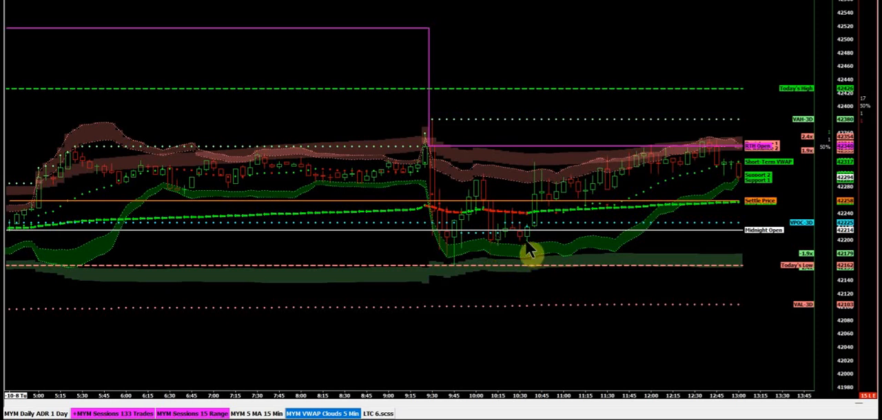Came back down, came into the zone again, pinned off it. You take the long, right? One off here, one off in this zone. You could have held it all the way back up in here, okay, and then back down.